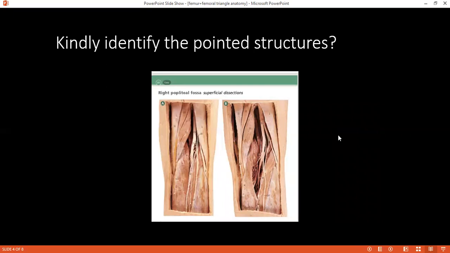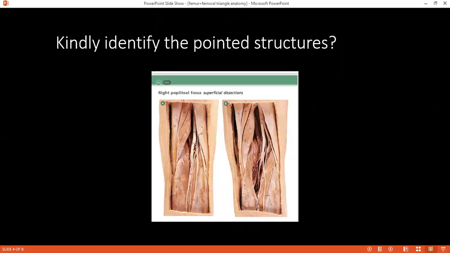Can we move on and tell me, what are you looking at now? This is the popliteal fossa. Can you tell me the boundaries of the popliteal fossa? Supramedially, we have semimembranosus and semitendinosus. Supralaterally, we have biceps femoris. Inframedially, we have the medial head of gastrocnemius. And infralaterally, we have the lateral head of gastrocnemius and plantaris.